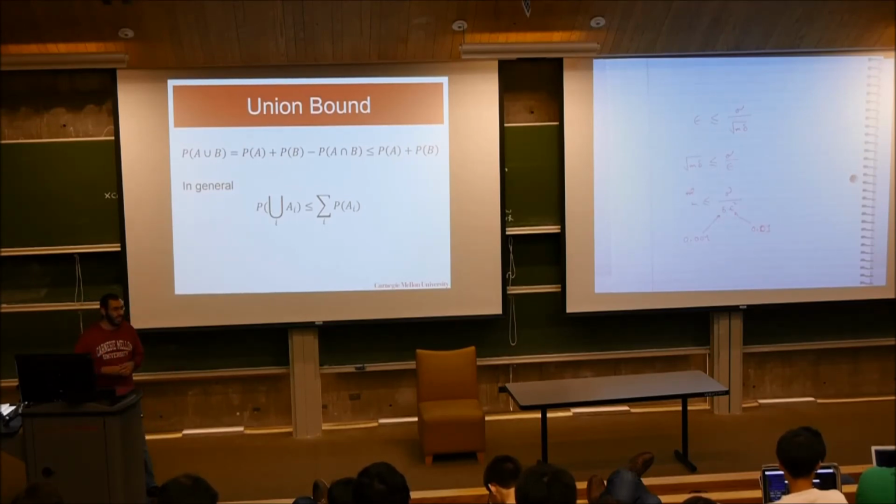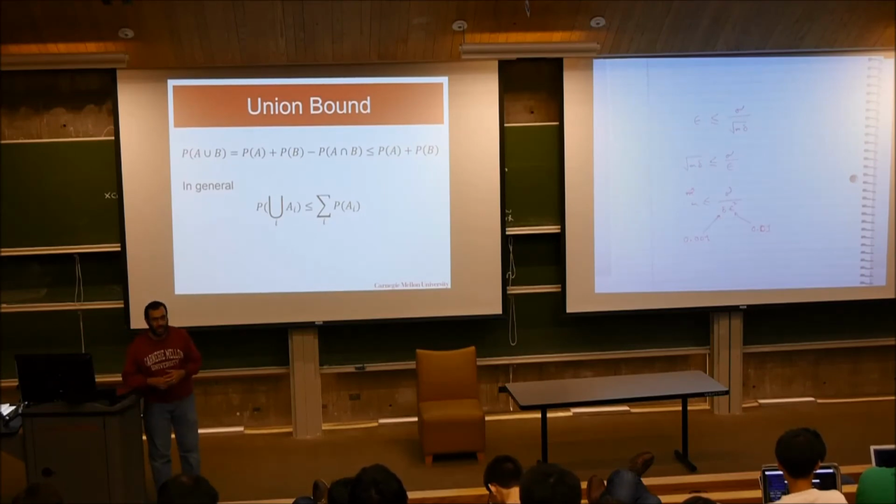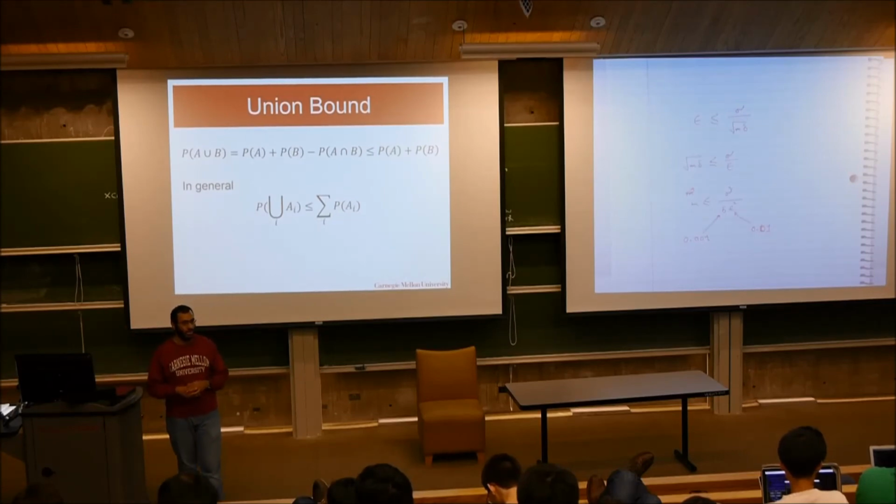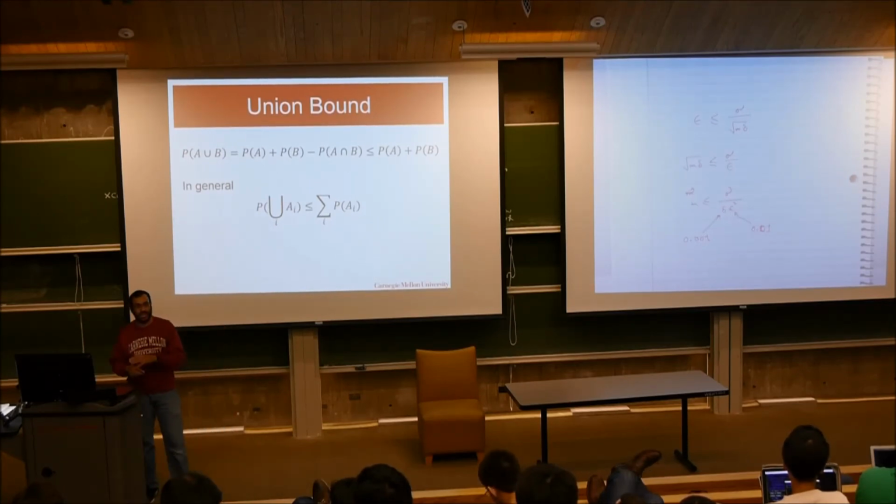So in general, when we have a number of events and we want the probability that at least one of them happens, for example, the probability that I made at least one error in the sense of being approximately correct, is less than or equal to the summation of probabilities of those events.